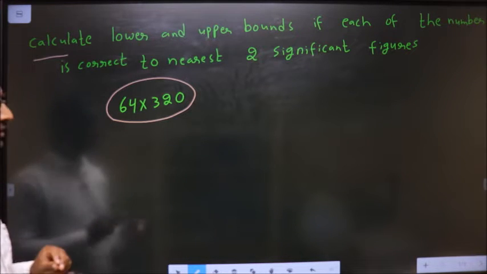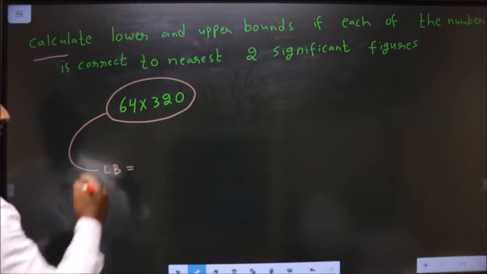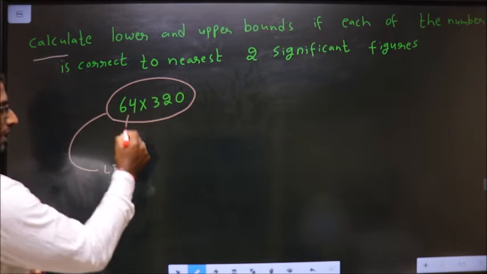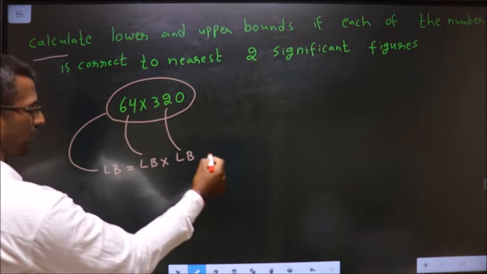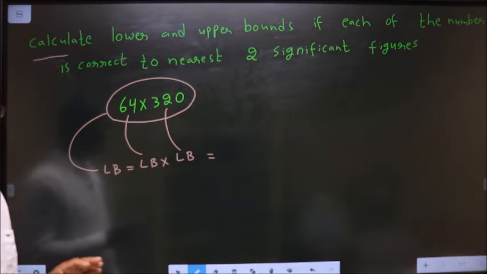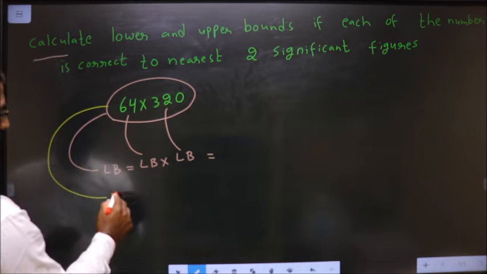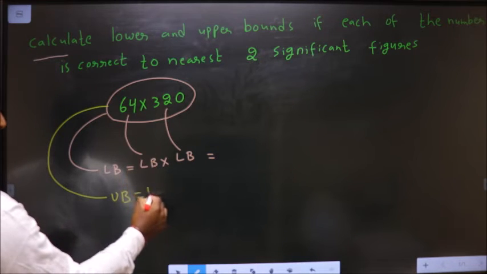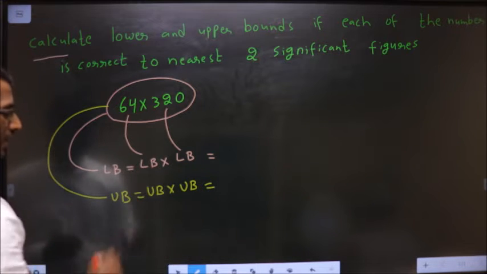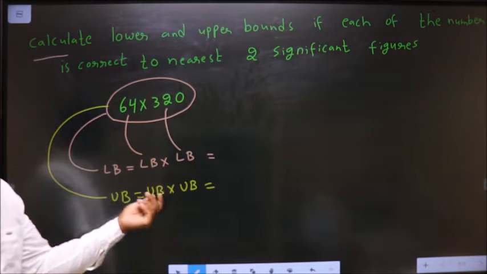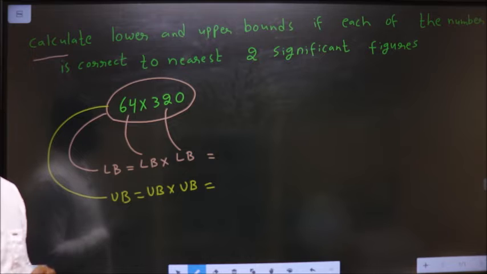In this way, see. To get the lower bound, it is multiplication. So take the lower bound of this into the lower bound of this, and the result will be the lower bound. Clear? Now, to get the upper bound, take the upper bound of 64 into the upper bound of 320, multiply, and you get the upper bound. In multiplication, both lower to get the result lower, both upper to get the result upper.